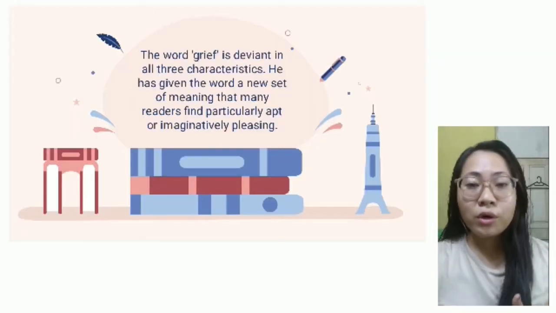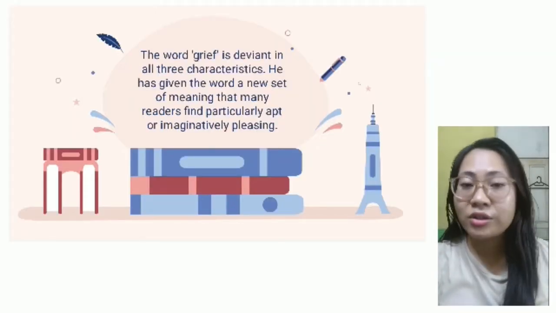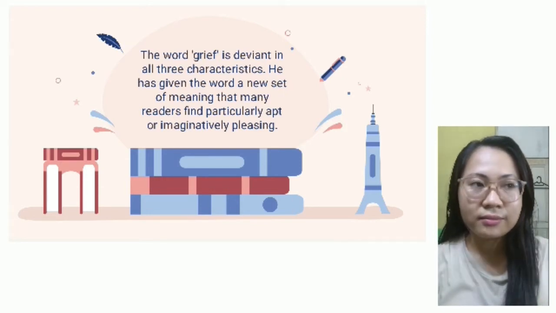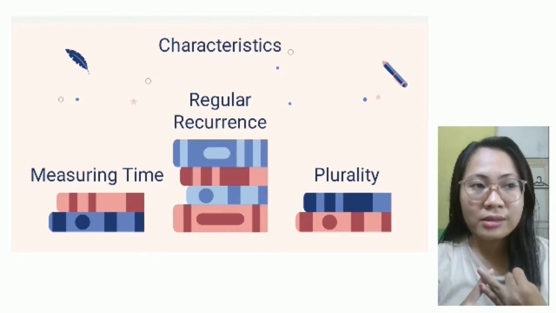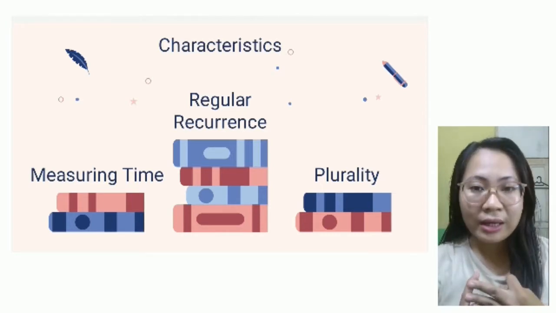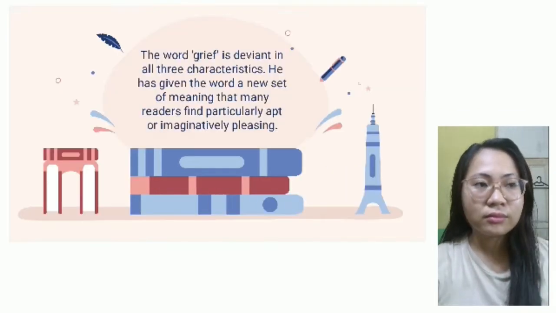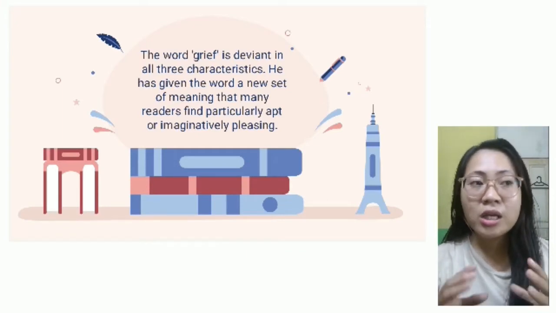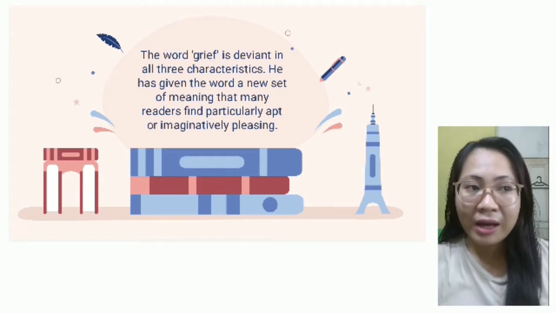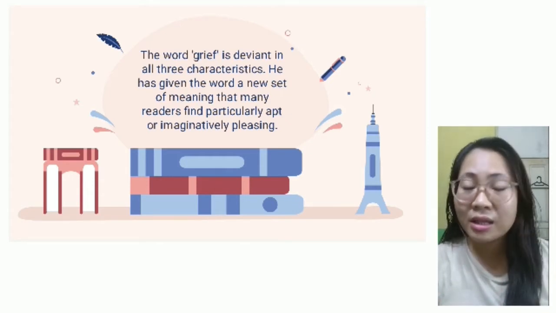The word grave is deviant in all 3 characteristics: measuring time, regular recurrence, and plurality. The author succeeds in giving the word a new set of meanings that many readers find particularly apt or imaginatively pleasing.